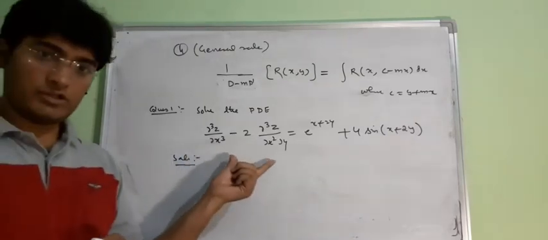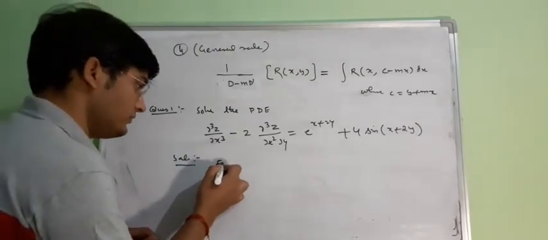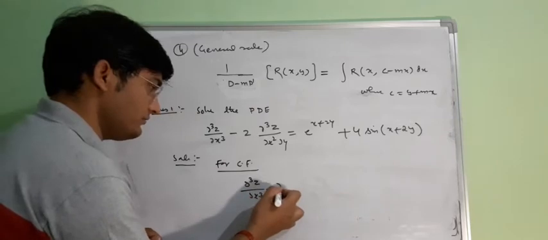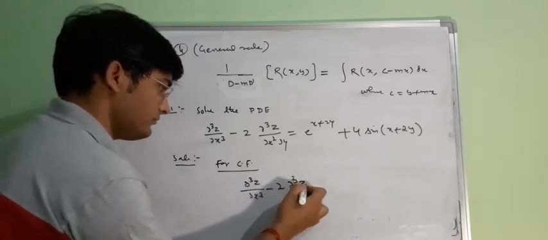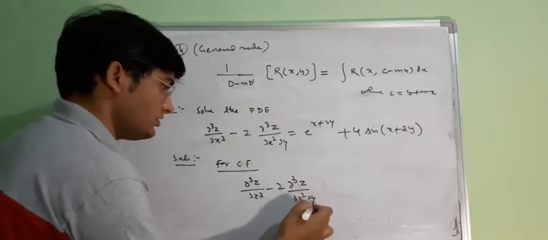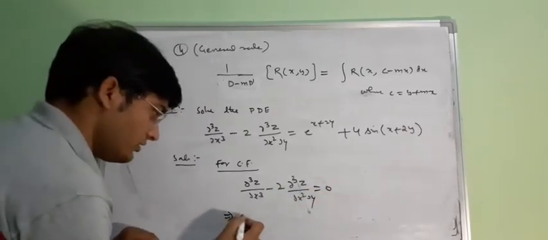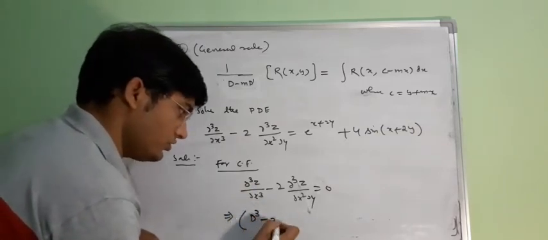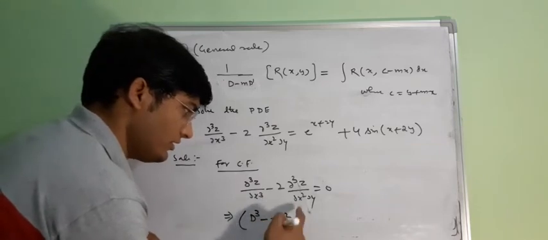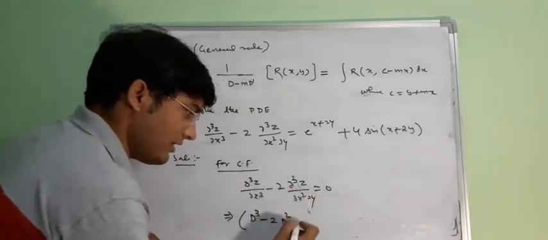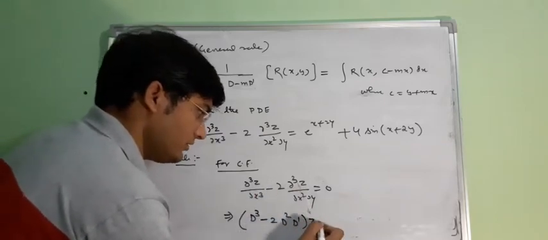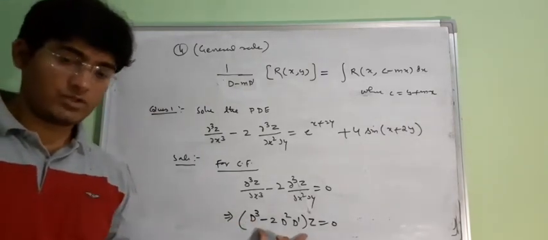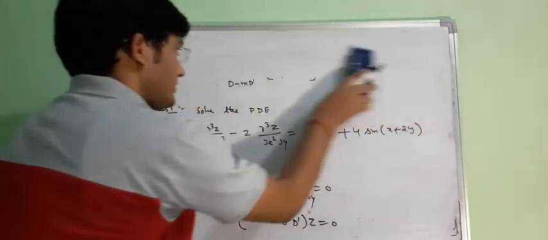First we will find our complementary function. For the complementary function, our right hand side should be 0. So this has to be 0. Now as our notation for del by del x was D, we can write it as D cube minus 2 times D square, where D dash is del by del y, and we can take z common, so this will be equal to 0. So this is your partial differential equation. Now the auxiliary equation.